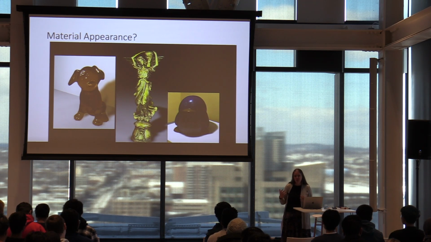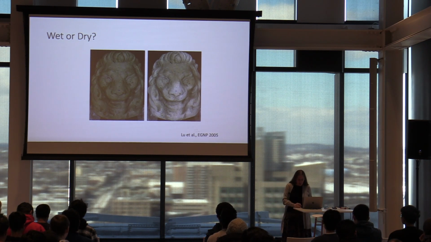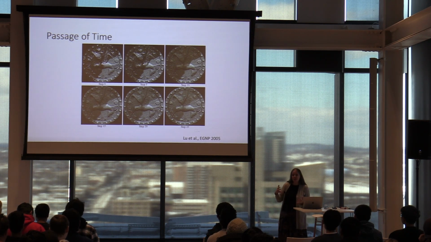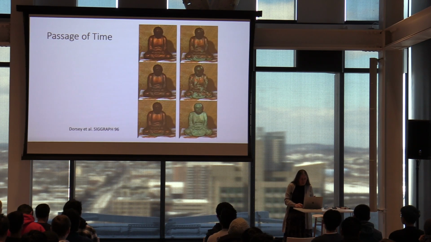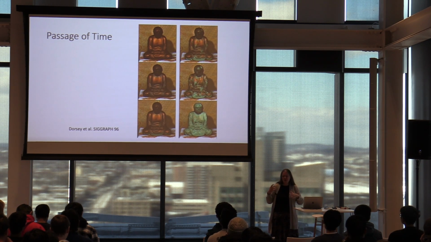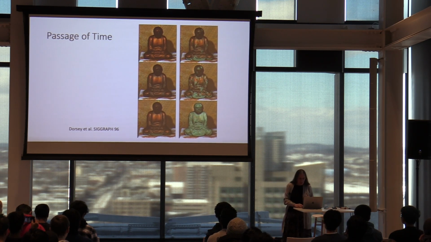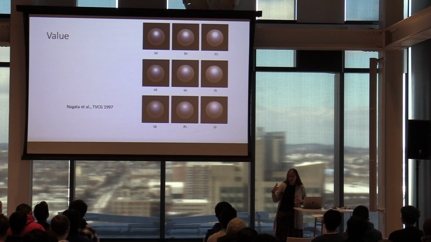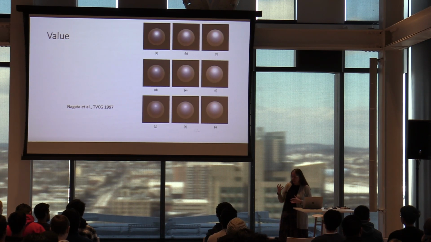We make a lot of judgments based on material appearance. For example, we judge, is this wet or dry, or where is it wet, where is it dry? We get a sense of time, like how long ago was this wet, how long has it been drying? This is an example of a longer time frame: as things get older, they weather and different processes go on, like this patination of copper. Value is judged by appearance. These are pearls of different value that are judged by people who professionally look at their appearance.